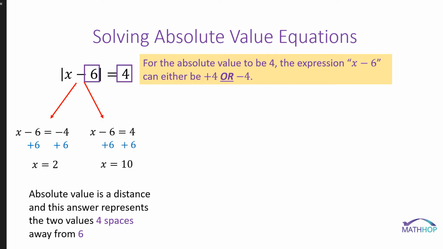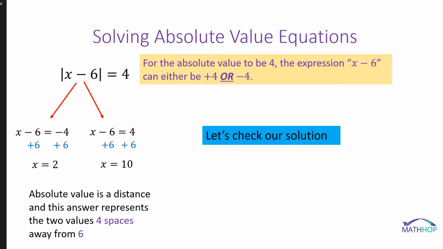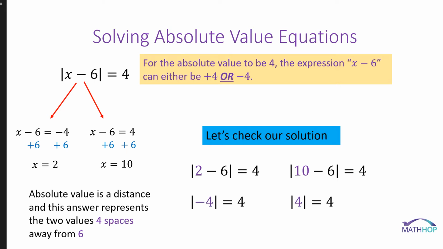Okay, so if the absolute value of x minus 6 equals 4, then the answers will be the two values 4 spaces from 6. All right, let's check our solution again. We get the absolute value of 2 minus 6 equals 4, and the absolute value of 10 minus 6 equals 4. We're just going to check these, make sure we get answers that make sense. 2 minus 6 is negative 4. The absolute value of negative 4 is 4. 10 minus 6 is positive 4, and positive 4 has an absolute value of 4.